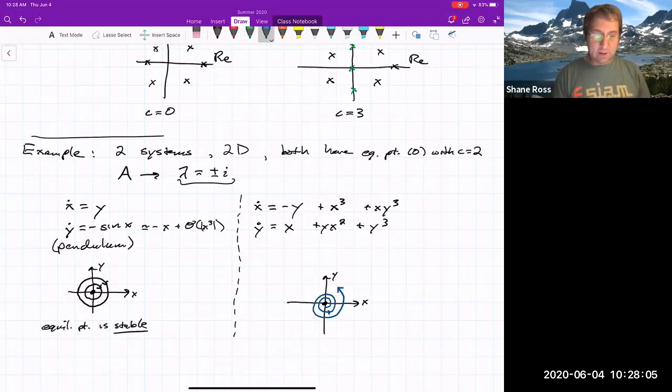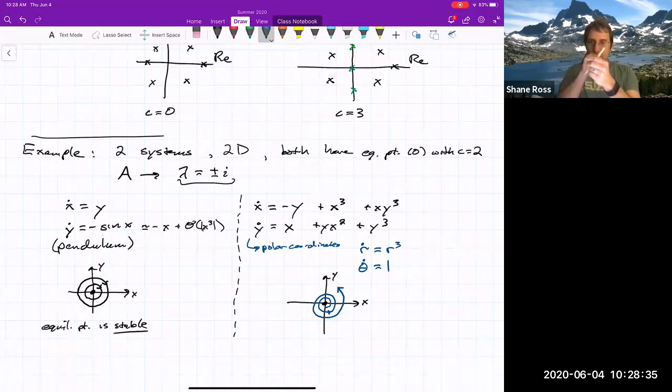And I think this was mentioned last time, can you write systems in terms of polar coordinates? Instead of using Cartesian, if you used the usual polar coordinates, r and theta, you would see that this system can be written as r dot equals r cubed and theta dot equals 1. So r dot equals r cubed, what does that mean? That means if you start with any non-zero r, you're going to spiral away. But it's not obvious from the linearization.